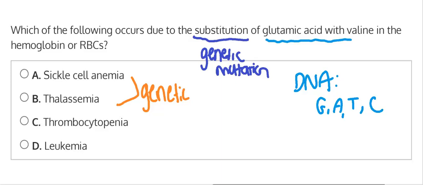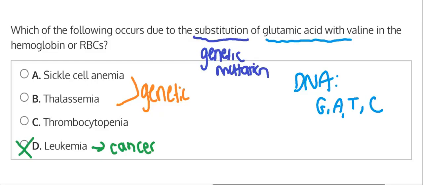If we look at the bottom 2 choices, thrombocytopenia and leukemia, these would not be genetic conditions for us to consider. Leukemia is a type of cancer, and although there's sometimes a genetic component, it's not considered a genetic condition. It's not something a baby is born with, having the disease right when they're born. It's something that happens over time, so we could eliminate option D.